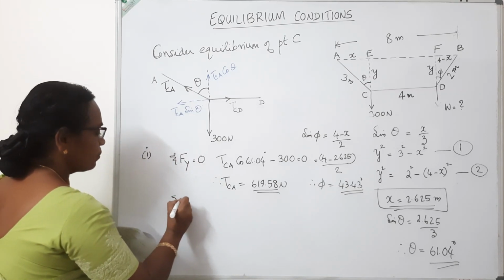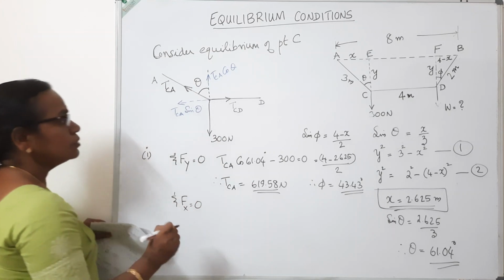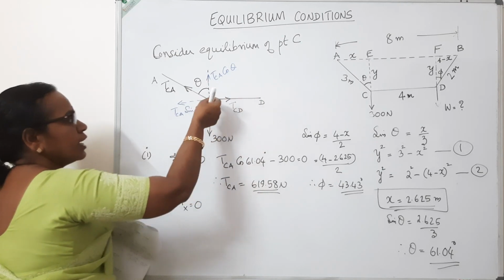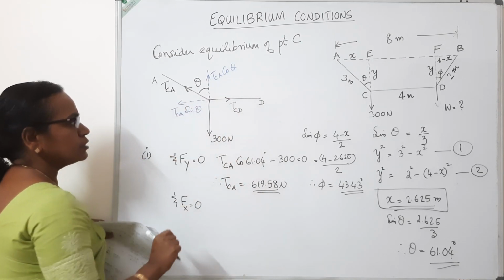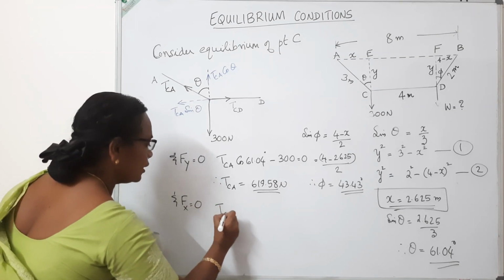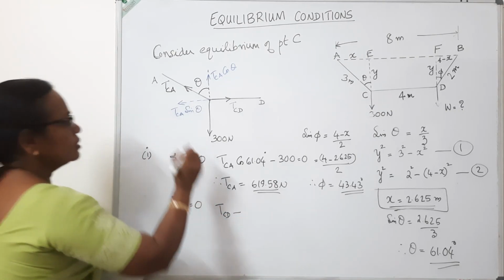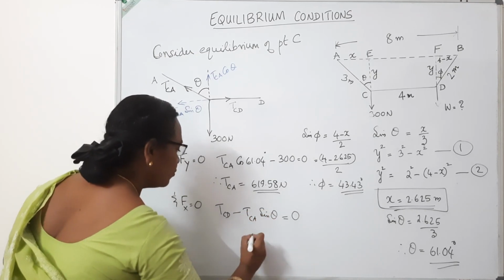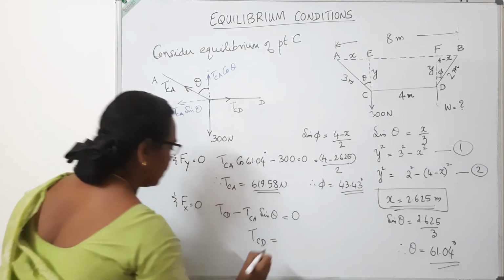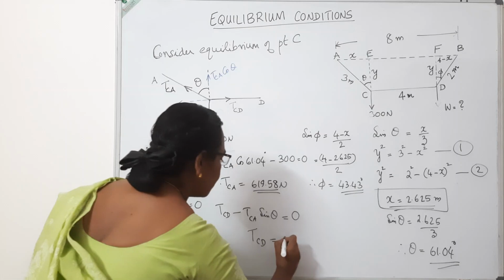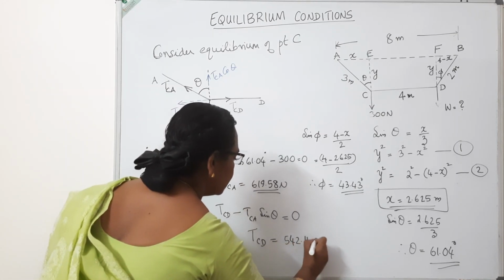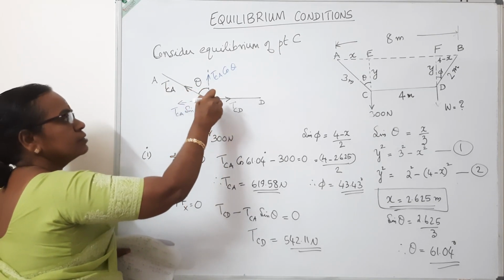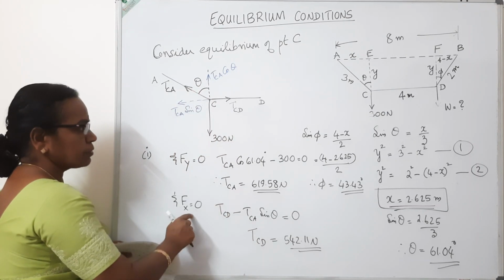Then we apply sigma Fx is equal to 0, resolving all the forces in the horizontal direction. In the horizontal direction, there is TCD and TCA sin theta. X positive towards right, so TCD minus TCA sin theta is equal to 0. From that we get TCD is equal to 542.11 Newton.